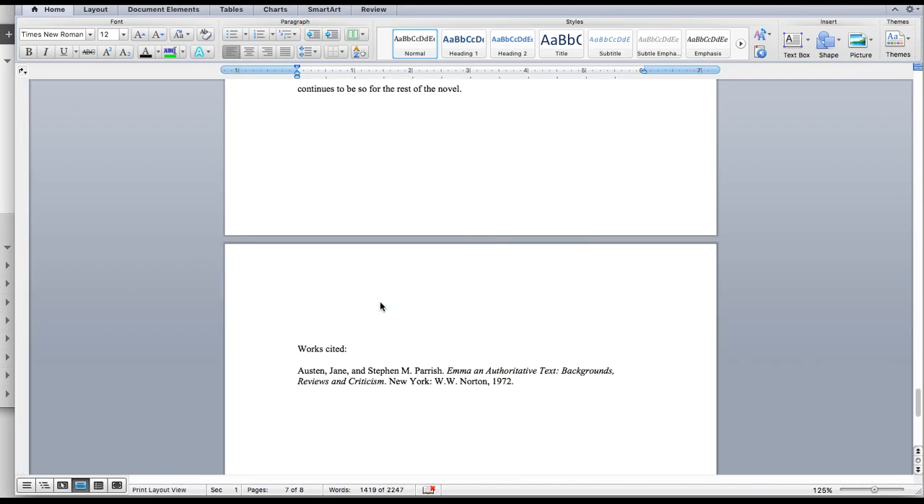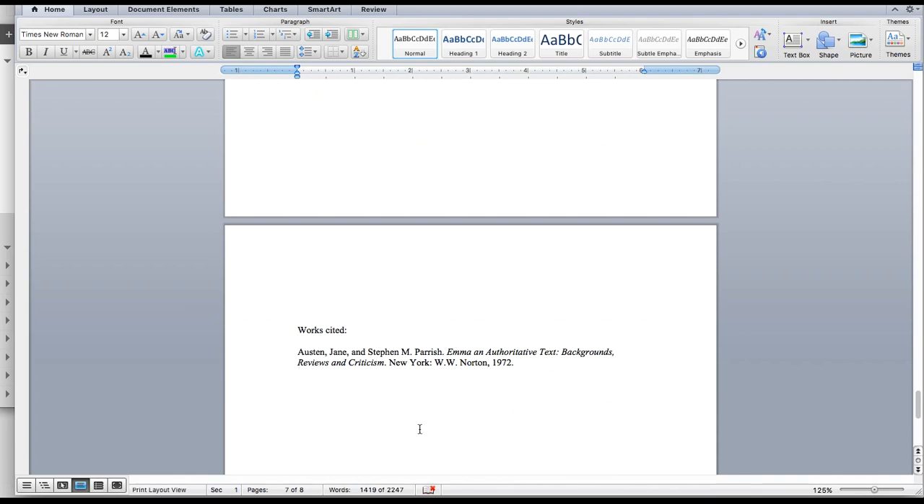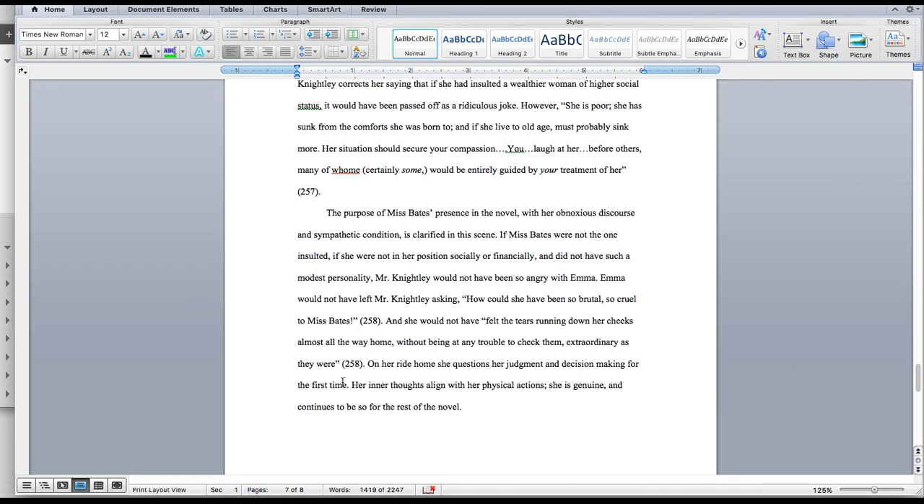Okay, and let's look at my conclusion. This is my works cited page. It's a separate page. So this is what you need to do for yours. And then my conclusion says, the purpose of Miss Bates's presence in the novel, with her obnoxious discourse and sympathetic condition, is clarified in this scene. So I'm talking about one scene in the whole book. And then I kind of summarize the ideas.